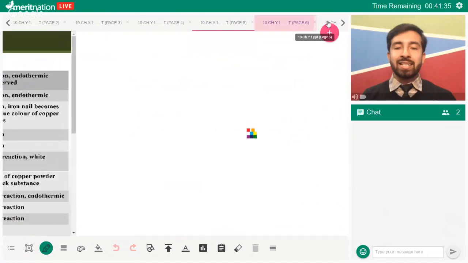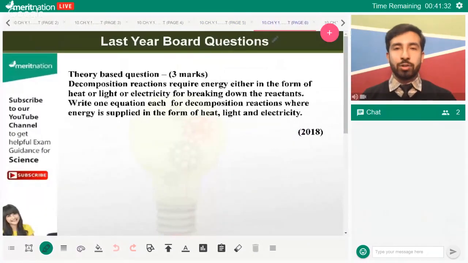Moving on to the next thing, that is the last year board question. A 3-mark theory-based question was asked in your board exams from the topic of decomposition reaction. Let's see the question. The decomposition reactions require energy either in the form of heat or light or electricity for breaking down the reactants. Write one equation each for decomposition reaction where the energy is supplied in the form of heat, light, and electricity. This question was asked in your last year board exam, that is 2018.